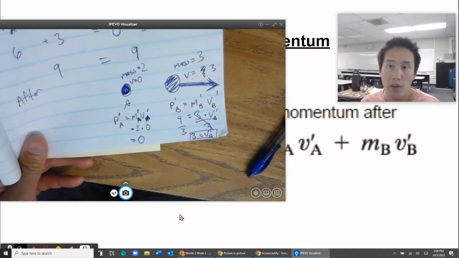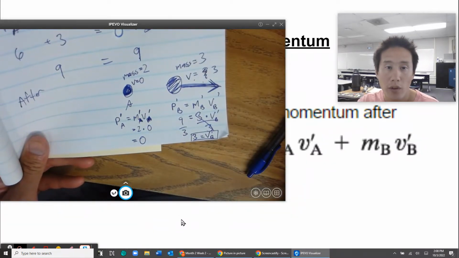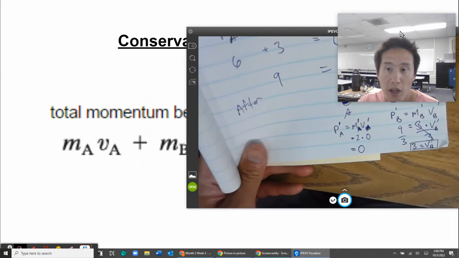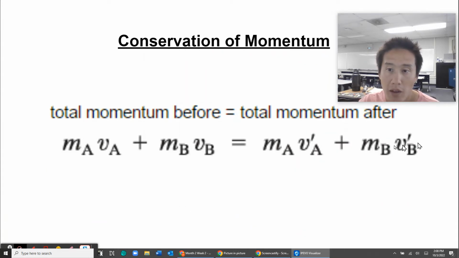But anyways, that's not super important, so don't worry about it if that confuses you, okay? But just know that the primes mean what the velocities were after, and then just know that MA, you could put the apostrophe in the corners up here if you want.